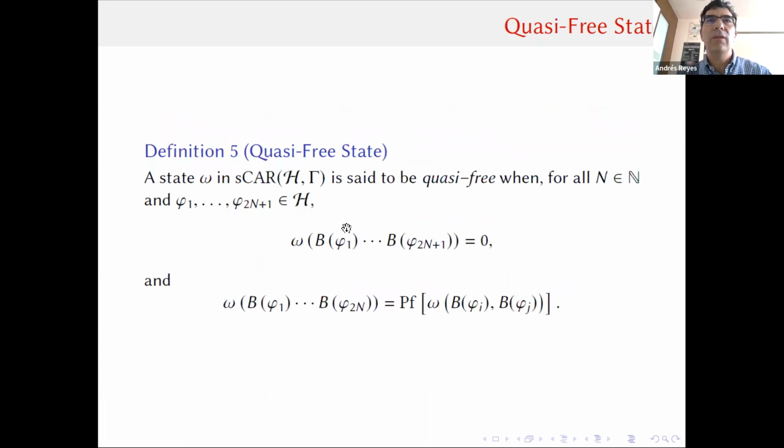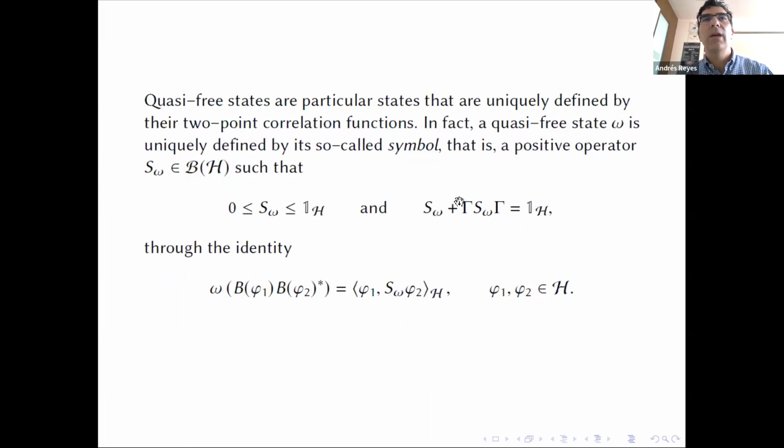So I was talking about this family of quasi-free states. These quasi-free states can be defined in terms of a class of operators that we call symbols. These are positive operators fulfilling this inequality, between 0 and 1, and they have to fulfill this property with respect to the conjugation. Then, if we have such an operator, we can define a state given here in terms of the two-point function in this way. This can be extended to a state over the full algebra, and it will be a quasi-free state.